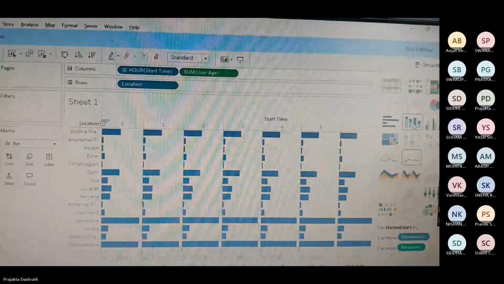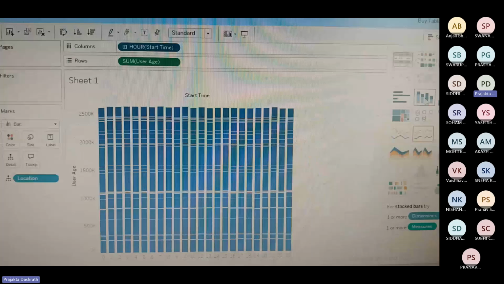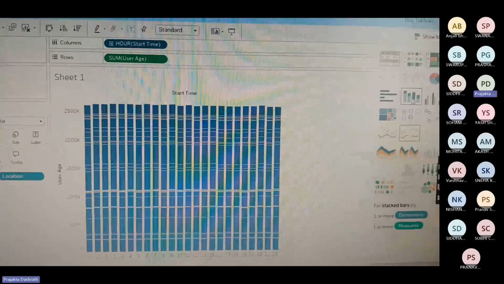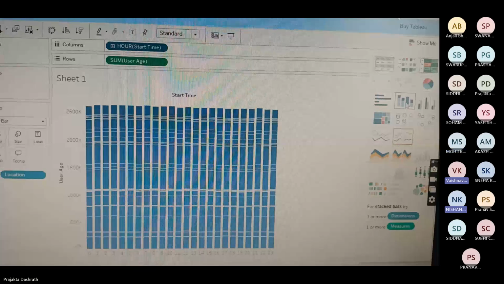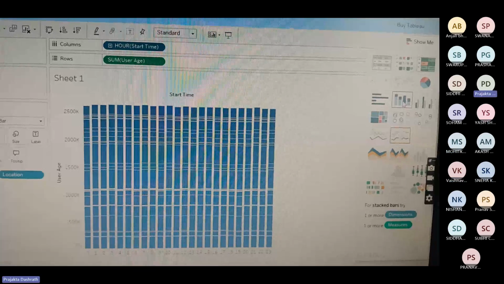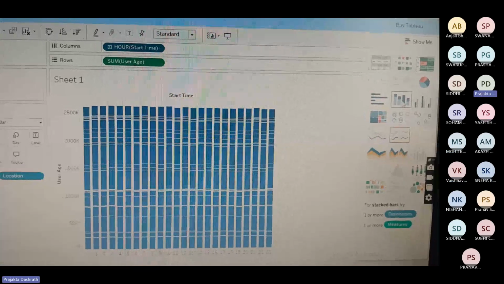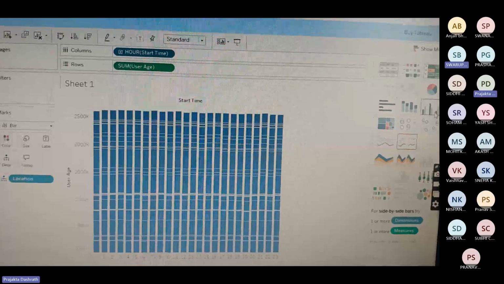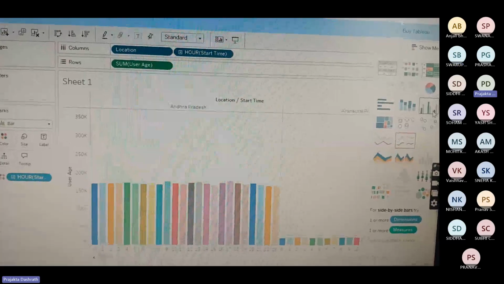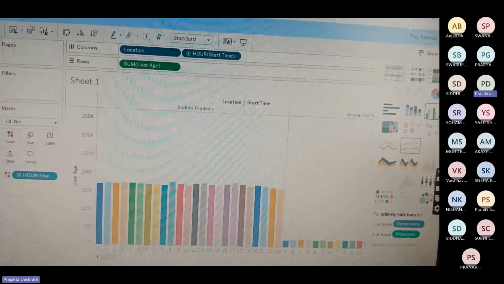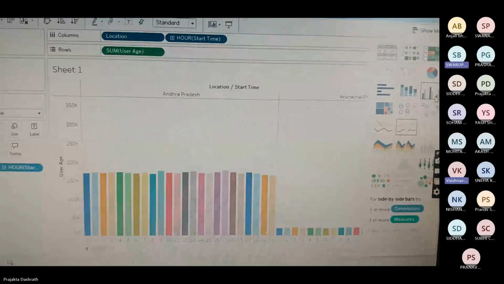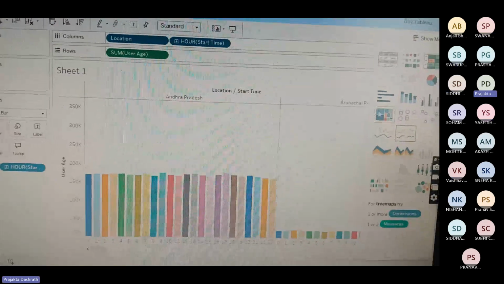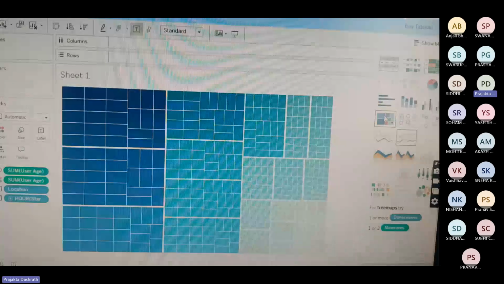Okay. Which type of chart is it? Name the chart. Stacked bars. Right? It can be treated as a vertical bar as well. And this is side by side bar. Very nice.